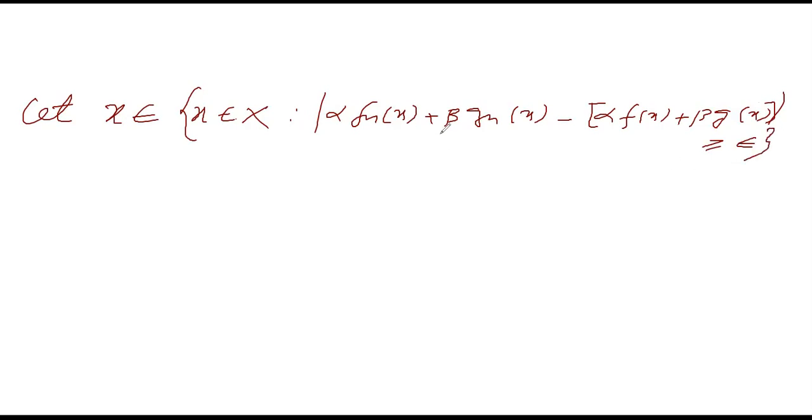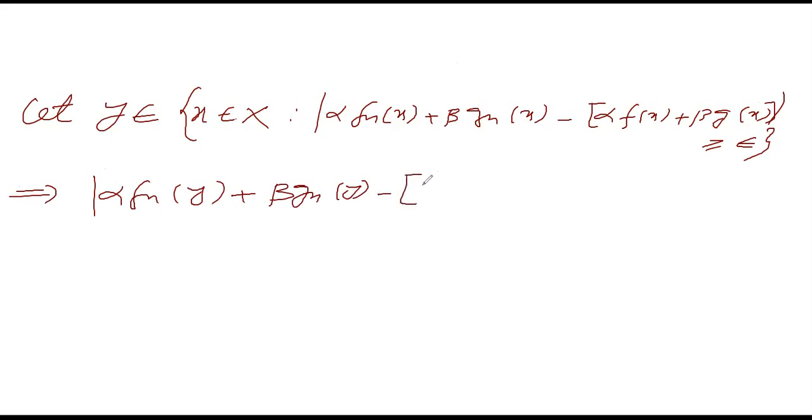Okay, suppose x is there. Let me choose y here to avoid confusion. Suppose y is in this set, which implies that y satisfies this inequality. So mod of alpha times f_n y plus beta times g_n y minus alpha times f y plus beta g of y, this mod is greater or equal to epsilon.